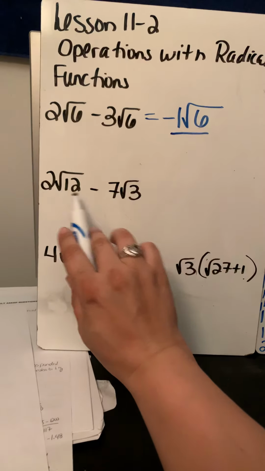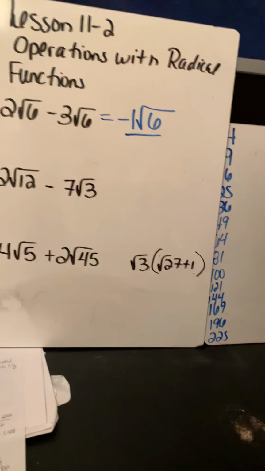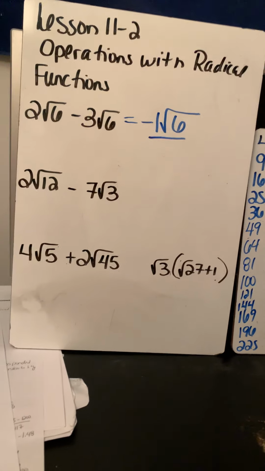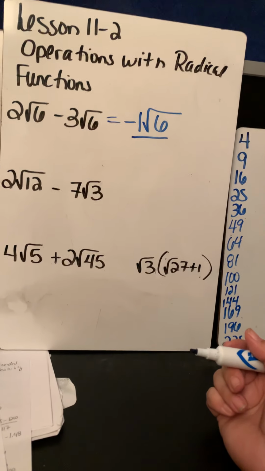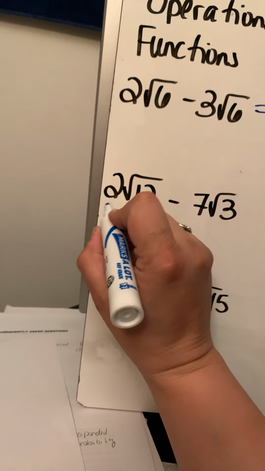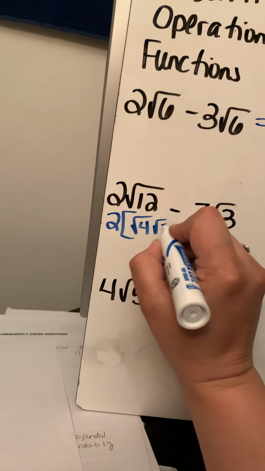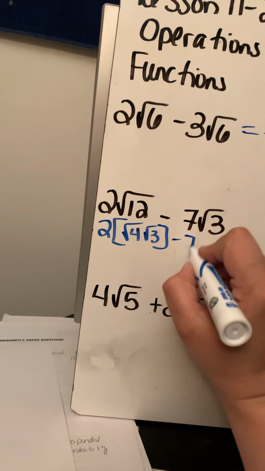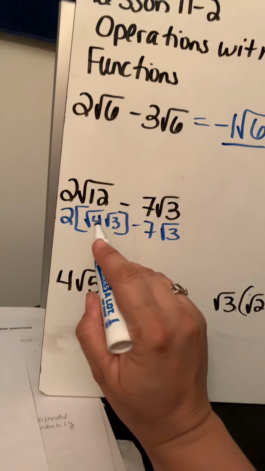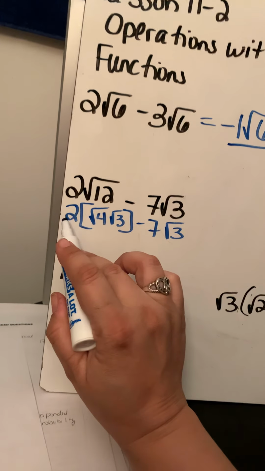Now I don't have like radicals, but I know I can simplify this. Over here I wrote again my perfect squares. So I've got 4, 9, 16. Which one of those, which you should be good at now, goes into 12? 4. So I am going to rewrite this as 2 root 4 root 3 to break that down, minus, I'm not doing anything with that one. I leave it as 7 root 3. Well, what's the square root of 4? 2. Well, what's 2 times 2?